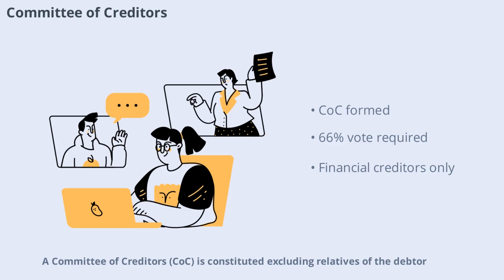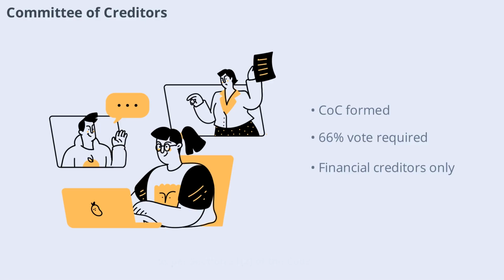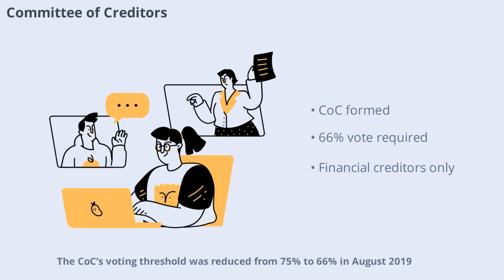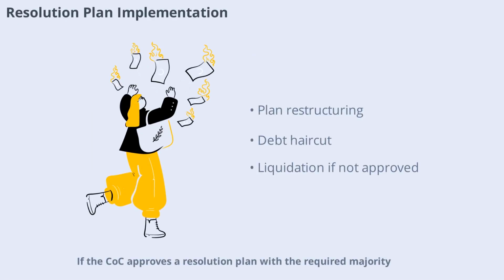Committee of Creditors (COC) is constituted, excluding relatives of the debtor. The COC plays a pivotal role in the CIRP, making decisions based on more than 66% of the voting share. The committee consists only of financial creditors, as per Section 21(2) of the Code. Their decisions determine whether the debtor will be revived through a resolution plan or liquidated. The COC's voting threshold was reduced from 75% to 66% in August 2019, making it easier to reach consensus and expedite the process.